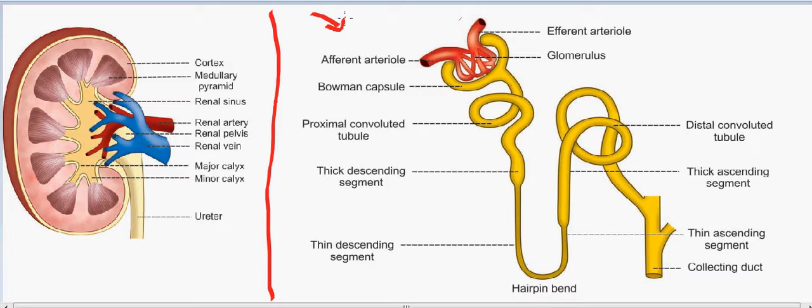So we'll see a picture here, the second picture, which shows the structure of the nephron. Each nephron is divided into two parts. The first one is the renal corpuscle, which comprises the glomerulus and the Bowman's capsule. I'll draw a line to differentiate the first part. So this is the first part, which comprises the glomerulus, where there is blood flow, and the Bowman's capsule. The main function of this renal corpuscle is filtration.